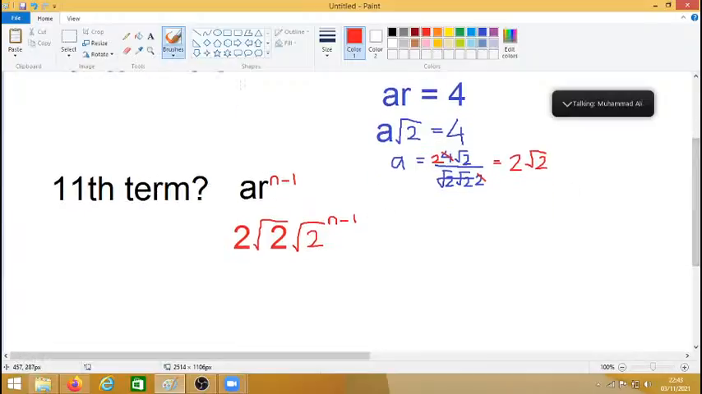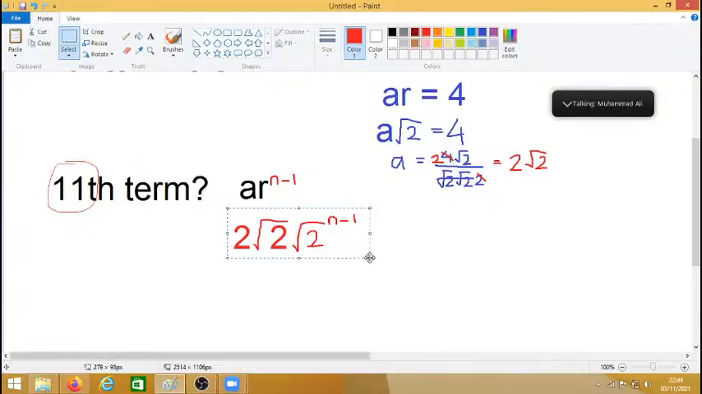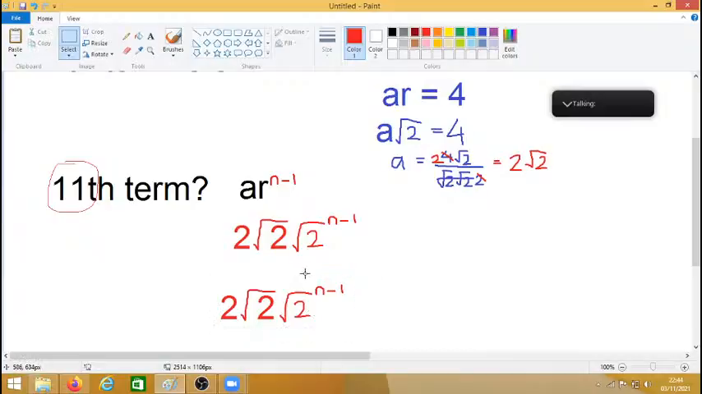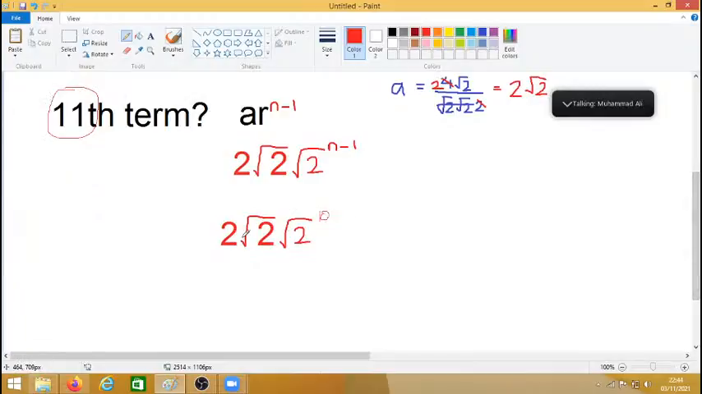Okay, I want to work out the 11th term. So that means my n is 11. So here I can just take the same formula, but put in 11 here. So 11 take away 1, that makes 10. So really I just need a 10 here. And we want this in as easy to read a format as possible. So I've got 2 root 2 times root 2 to the power 10.